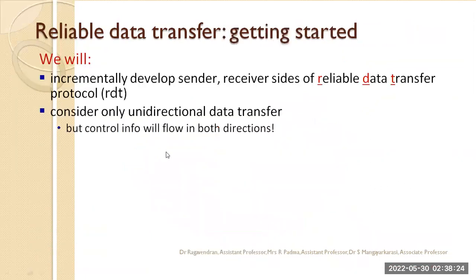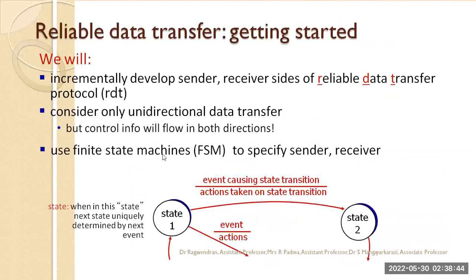So reliable data transfer, it is getting started here. It incrementally develops sender and receiver sides of reliable data transfer, that is RDT. It considers only unidirectional data transfer, but control information will flow in both directions. It uses finite state machines to specify sender and receiver state.